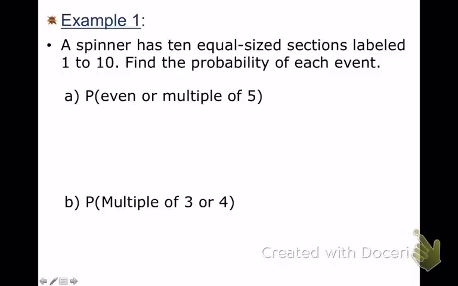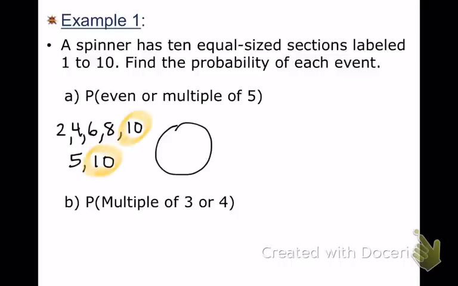All right, so let's go example 1. It says, a spinner has 10 equal sized sections labeled 1 through 10. Find the probability of each event. So we're talking about even numbers or multiples of 5. So is this mutually exclusive? So I'm going to talk about even numbers. Even numbers are 2, 4, 6, 8, and 10. And multiples of 5 would be the 5 and the 10. So do they have anything in common? In this case, they do. They have the number 10 in common. So visually in the Venn diagram, we would have the 10 here. We had 2, 4, 6, and 8. And then we would have the 5 here, and they share the number 10. So it's not mutually exclusive.